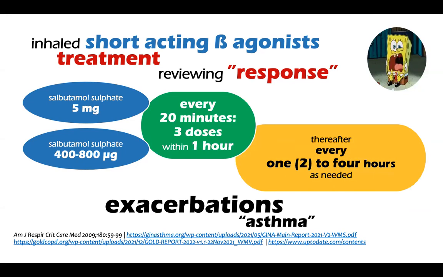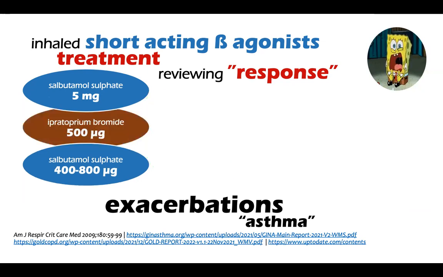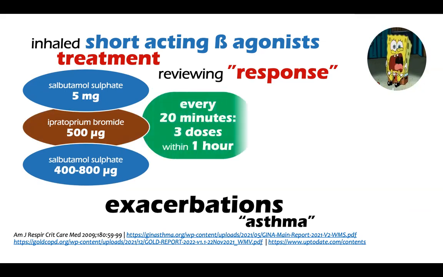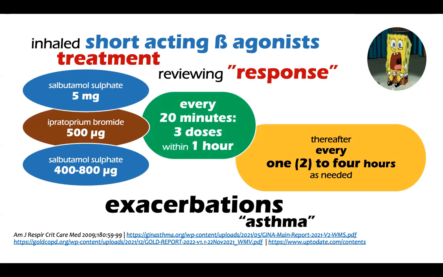This is just to remind us, in summary, when you treat asthma, it is 5 milligrams of salbutamol every 20 minutes, 3 doses within 1 hour. Then after, when the patient has responded, you can start every 1 to 4 hours. There are people that also recommend that you start giving that 5 milligrams every 2 to 4 hours. It can be coupled with ipratropium bromide. This is for asthma.